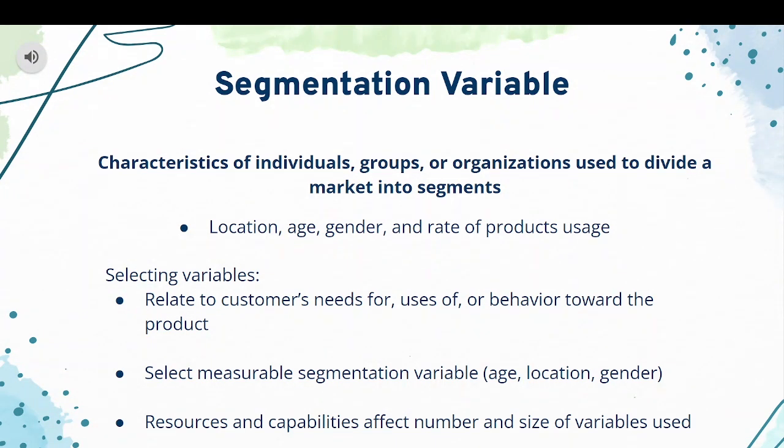When you select segmentation variables, there are a few factors that need to be considered. Number 1, the variables should relate to customers' needs for, uses of, or behavior toward the product. Number 2, a company must select measurable segmentation variables, such as age, location, or gender. And number 3, a company's resources and capabilities affect the number and size of the segment variables used. The type of product and degree of variation in a customer's needs also dictate the number and size of segments targeted.